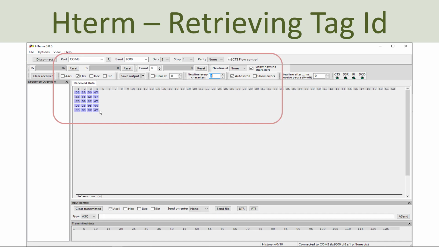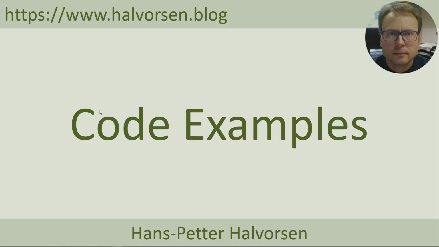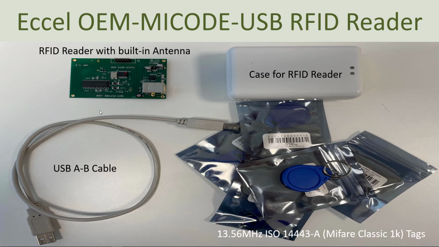So now that we know that the reader and the tags are working properly, we are able to start creating some code. So let's go to the code examples. Here you see an overview of the system I have on my desk. I have this RFID reader with a built-in antenna, a USB connector that I connect to the computer using a USB AB cable. I also have a case which I put the reader inside to make it more robust. And then we have two LEDs, one red and one green.